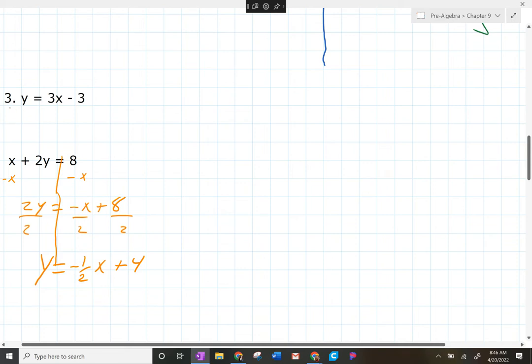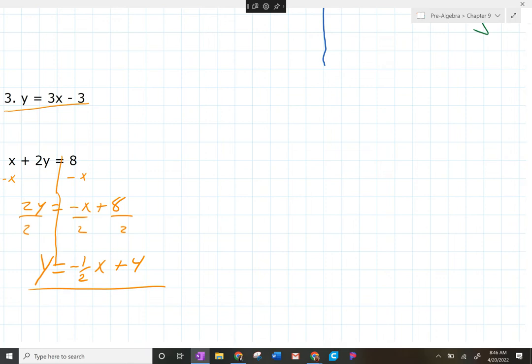So here's my y value, or the one up top, and here's my other one. I want you to write down the m value, the b value, and then to graph it, and then find where they cross.